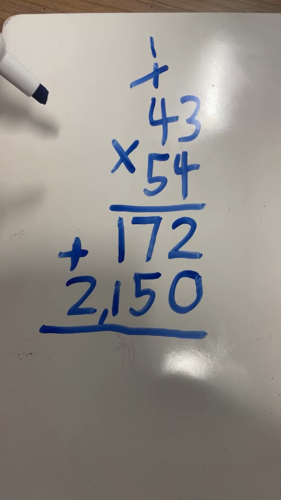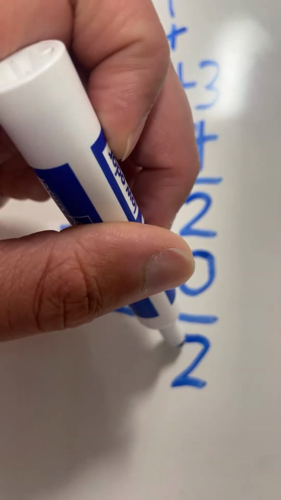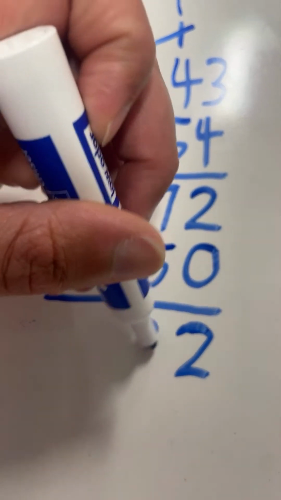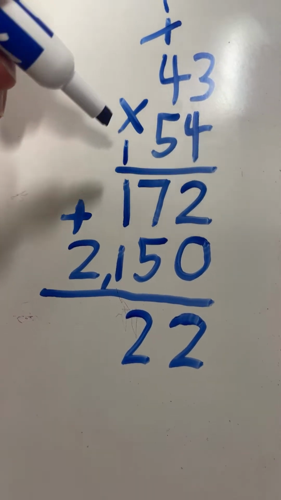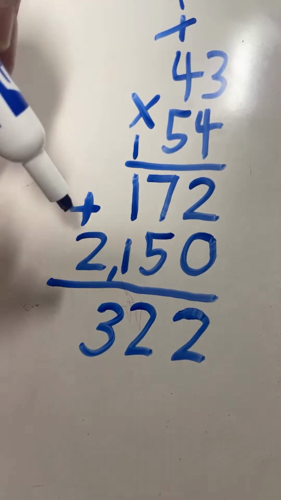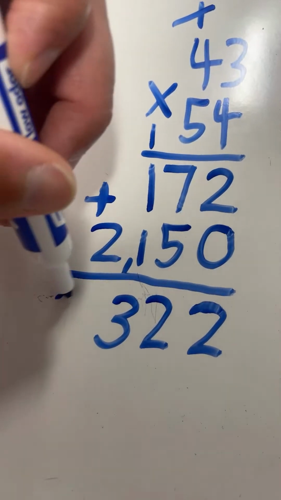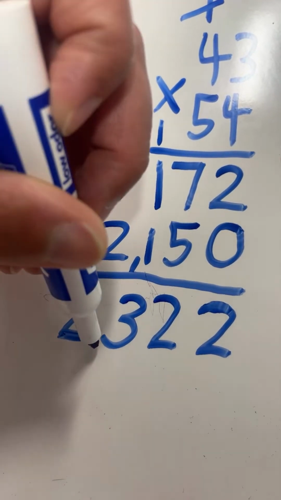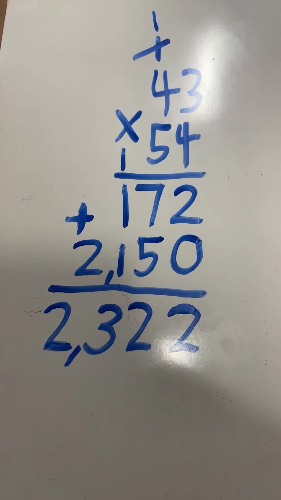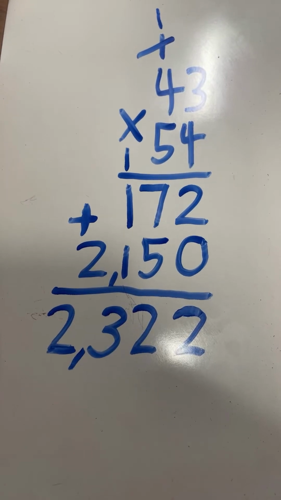Next, we have to add these two numbers together to get our final answer. 2 plus 0 equals 2. 7 plus 5 equals 12. 2, carry the 1. 1 plus 1 plus 1 equals 3. And 0 plus 2 equals 2. And we have our final answer. 43 times 54 equals 2,322.